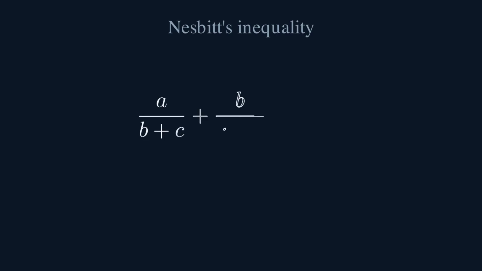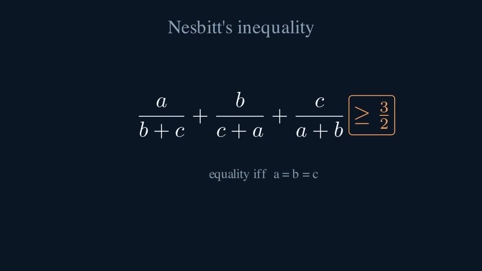Start with three positive numbers. Take the cyclic sum of each one divided by the sum of the other two. Nesbitt's inequality says this sum is always at least 3 halves, with equality exactly when the three numbers agree.